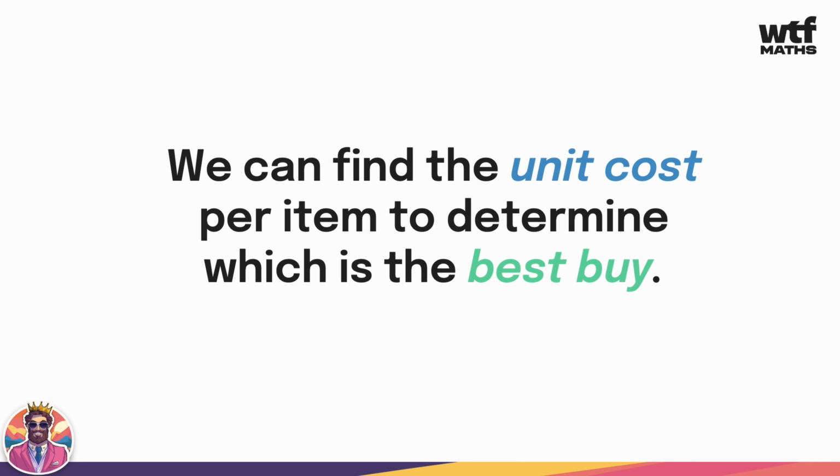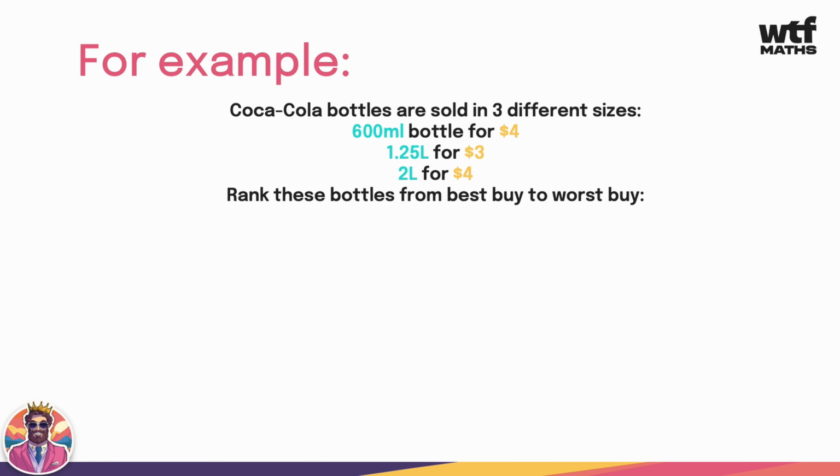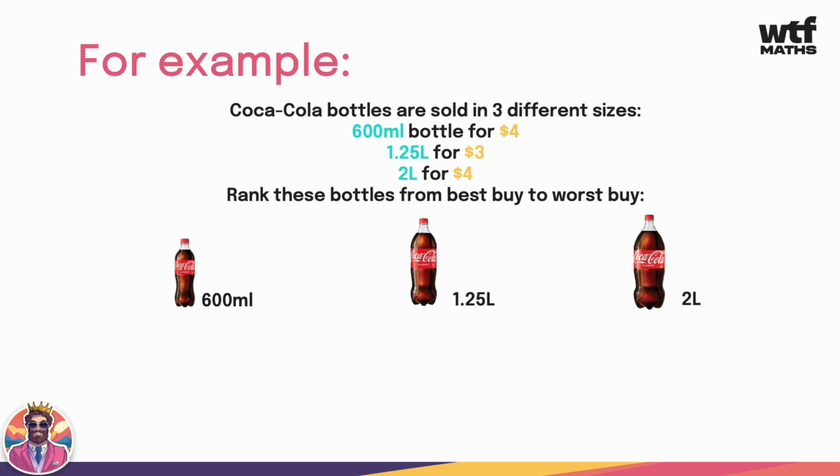So by working out the individual cost per item, we can work out which one is the cheapest deal to purchase. For example, Coca-Cola bottles are sold in 3 different sizes. They have a 600ml bottle for $4, they have a 1.25 litre bottle for $3, and they have a 2 litre bottle for $4. So we need to rank these bottles from the best to the worst buy.